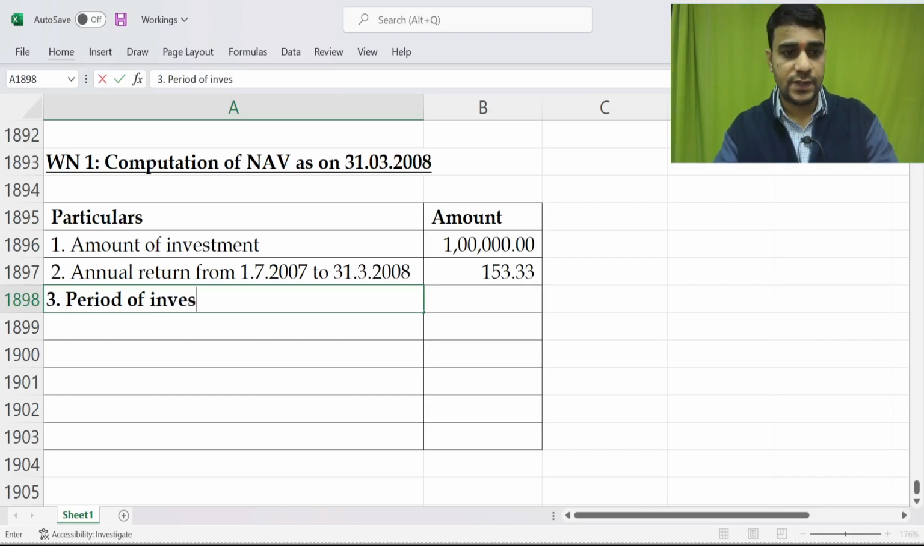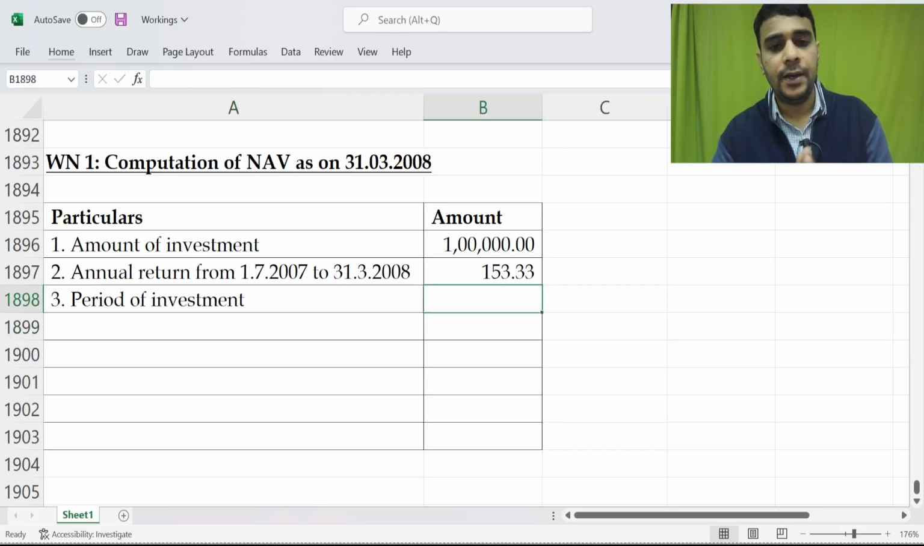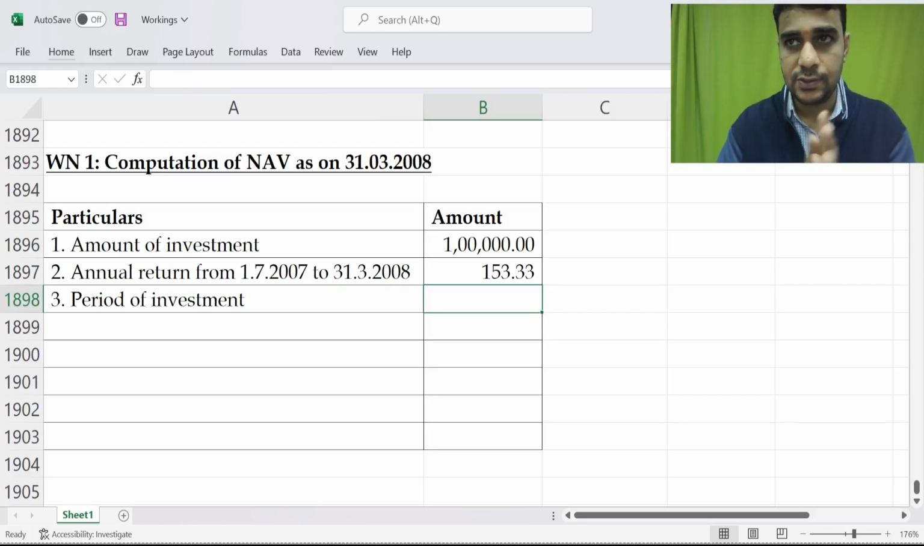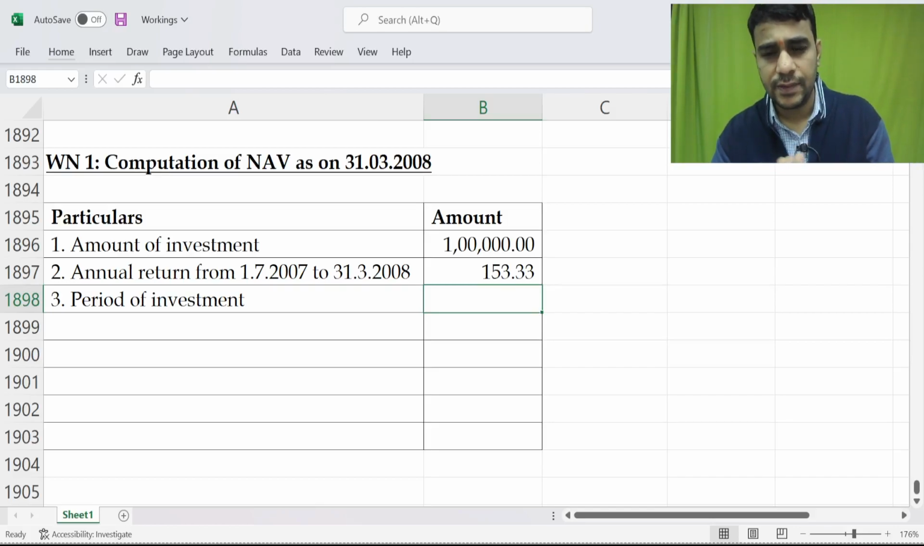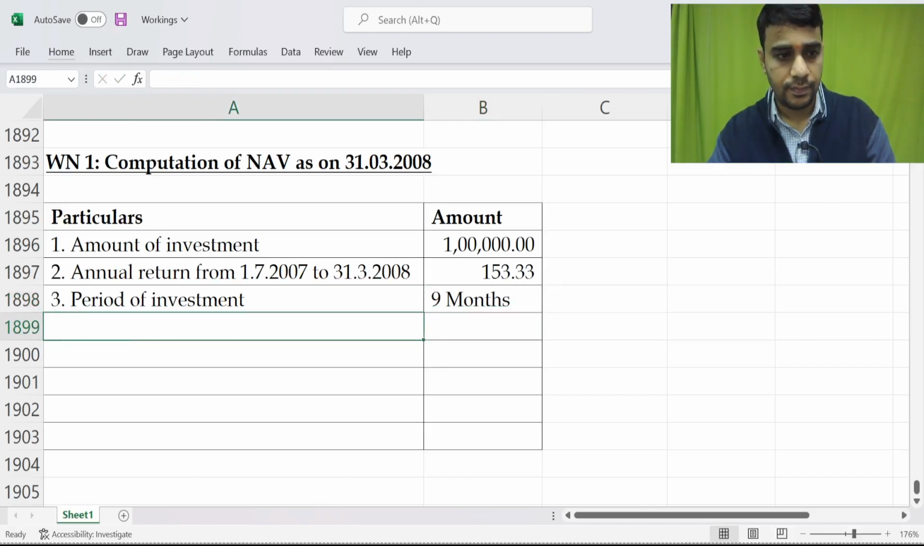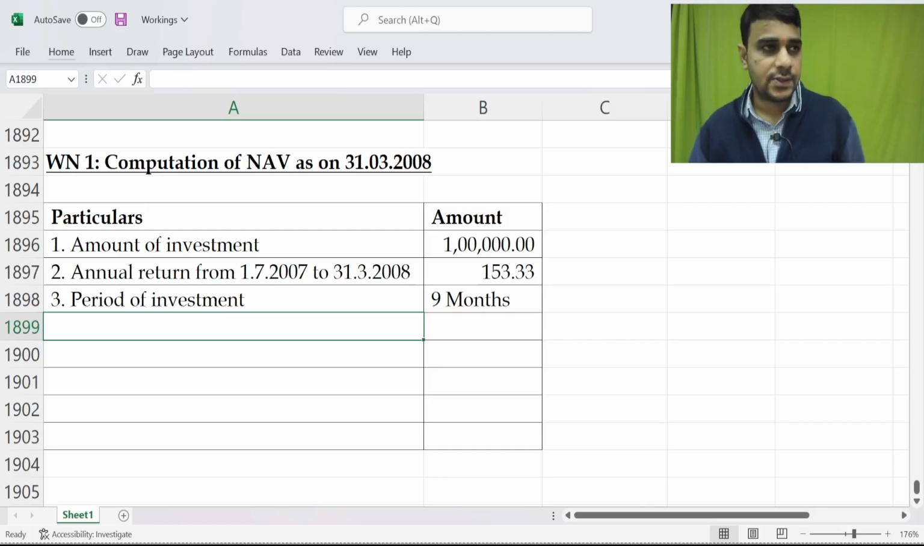Period of investment in months. I just need it in months. Days can also be done. It can be done, but they have done months only here. How many months is the investment? Period of investment is 9 months.